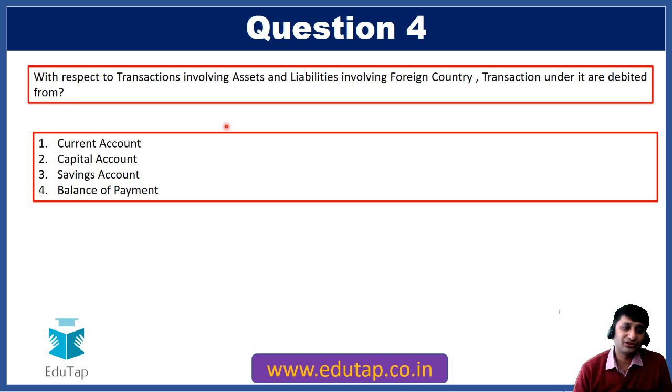Well, the answer is capital account. It's not saying which head. It's saying that transactions under it are debited from. It's the capital account under BOP actually. Maybe the options are not clear. It should have been written capital account under BOP or current account under BOP. So anyways, I think you got it correct that at least it has to be some account under BOP. So the answer is capital account under BOP.